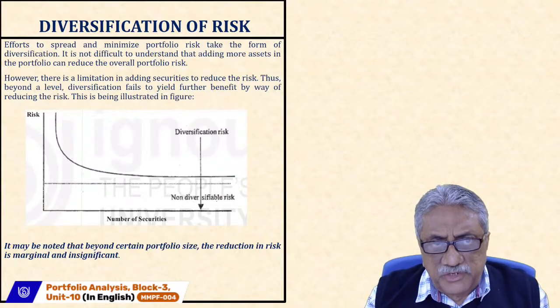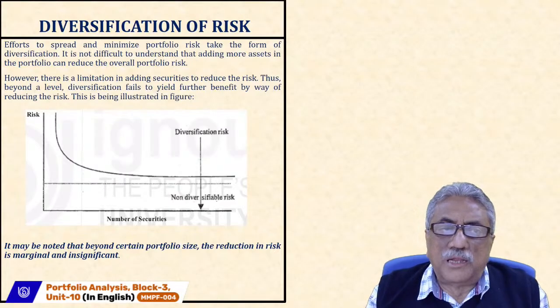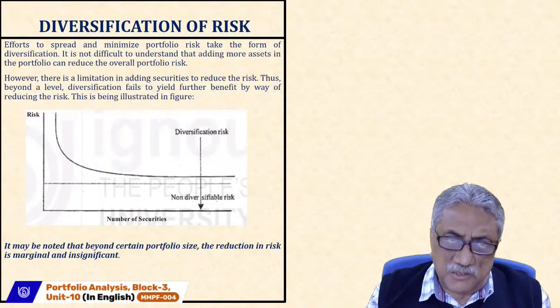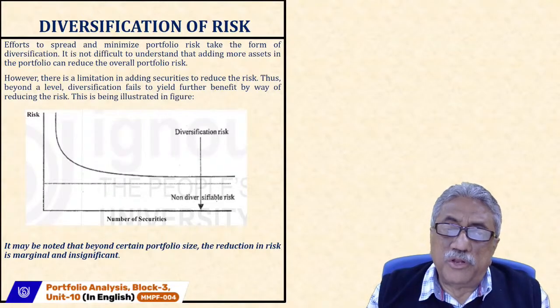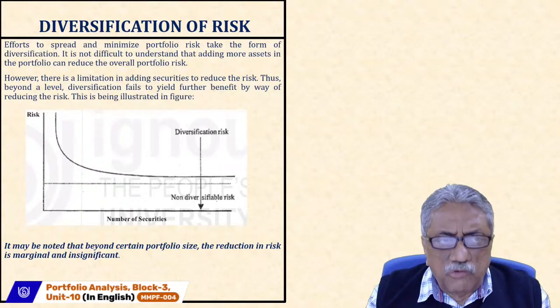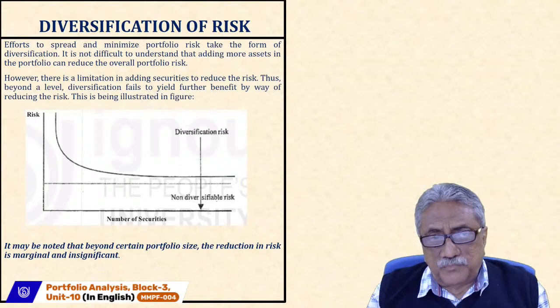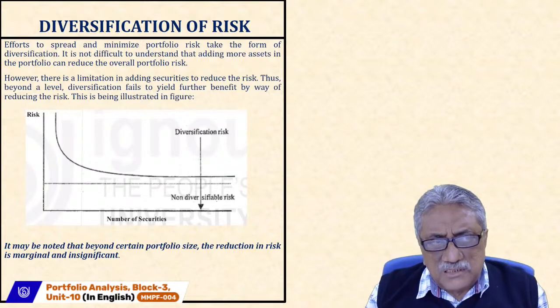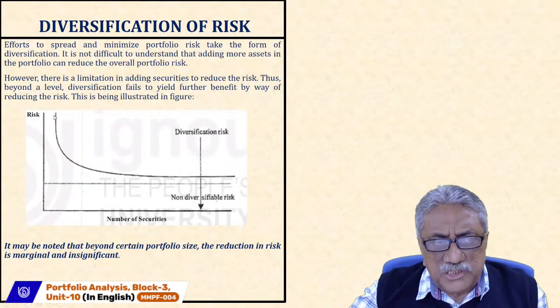It is not difficult to understand that adding more assets to the portfolio can reduce overall portfolio risk. But at the same time, it reduces portfolio return also. However, there is a limitation in adding securities to reduce the risk. Thus, beyond a level, diversification fails. Risk is there when you have only one or two stocks. Market can do something and you are doomed.